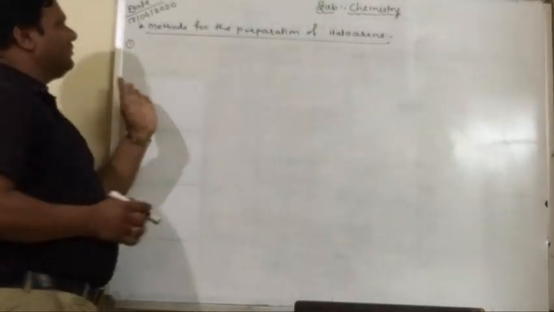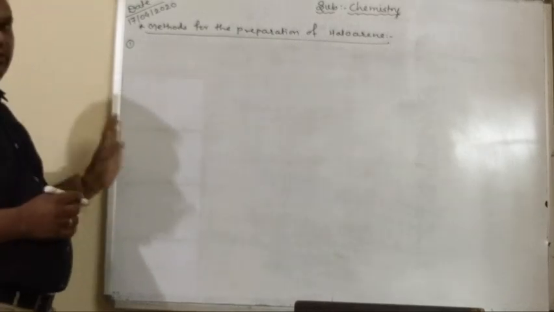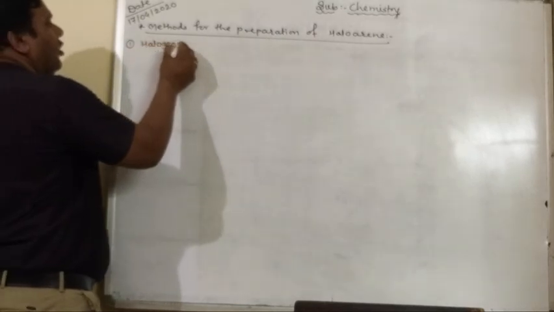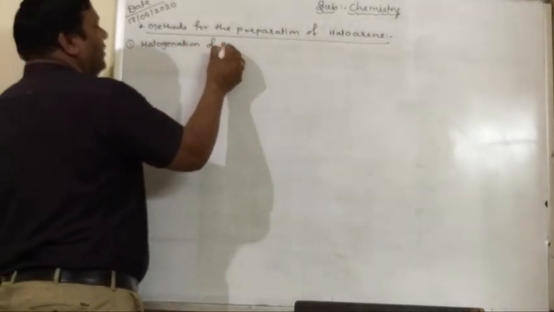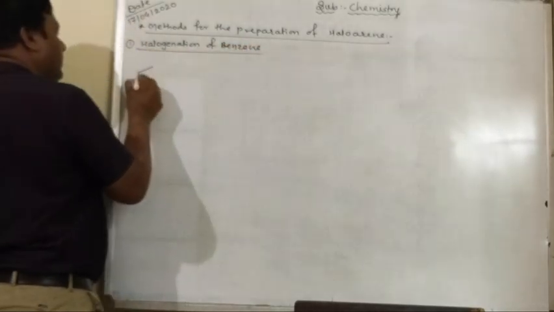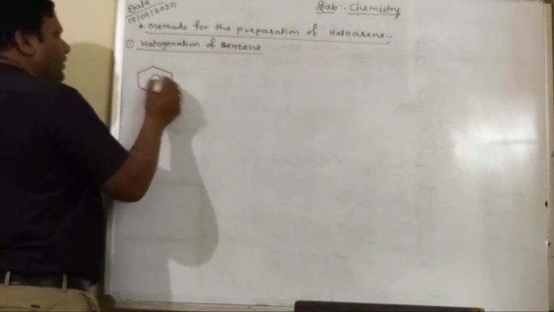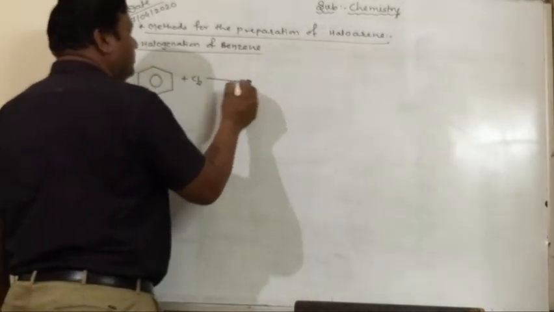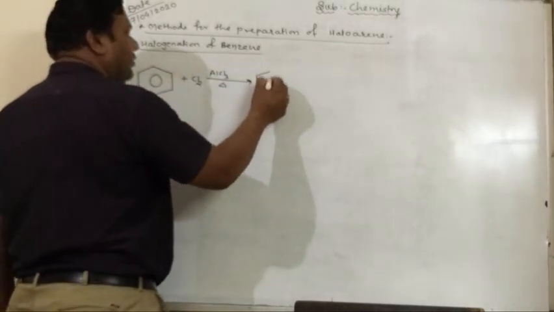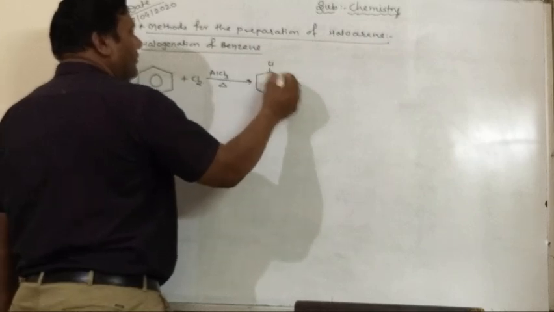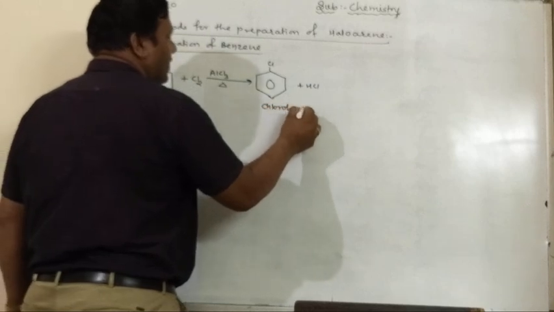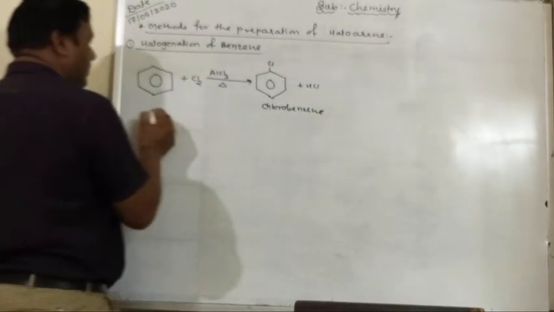Okay, now the next topic is the methods for preparation of haloarenes. First one is halogenation of benzene. When benzene reacts with chlorine molecules in presence of Lewis acids, you will get chlorobenzene and removal of HCl.